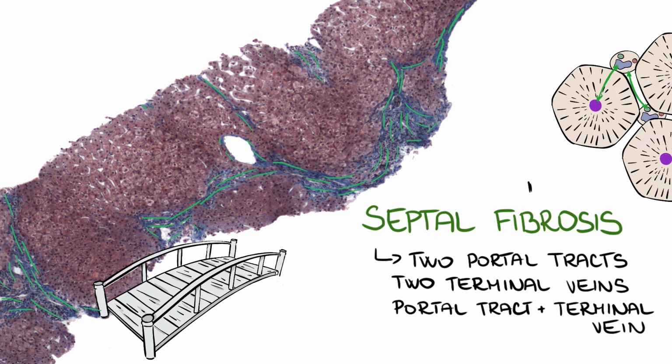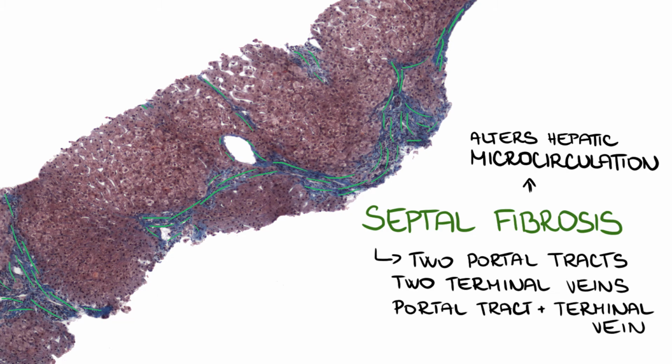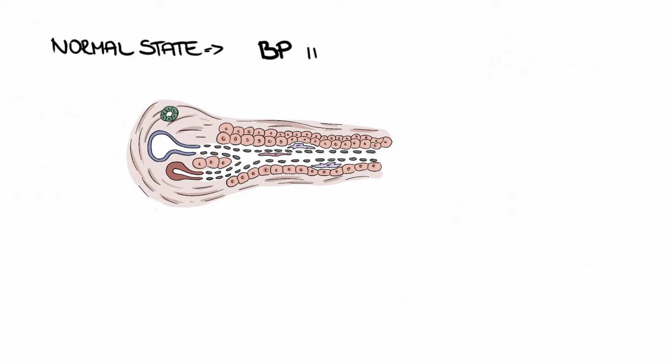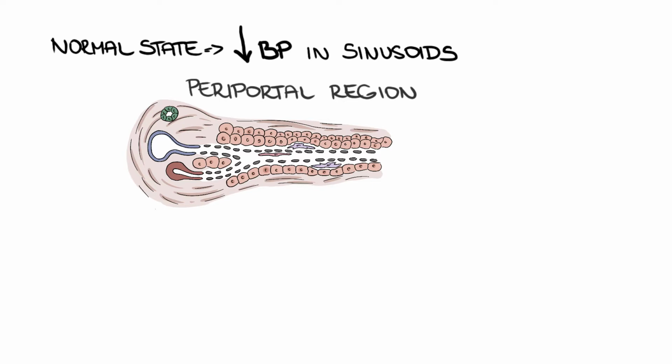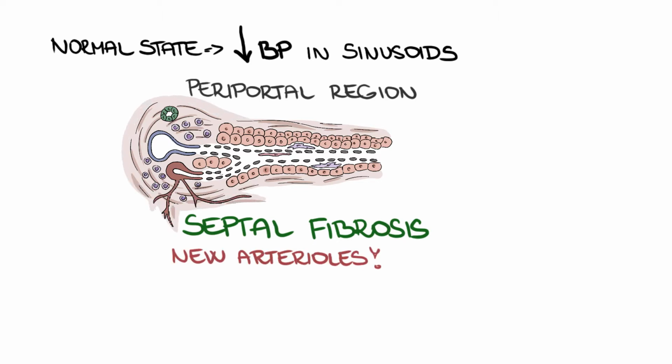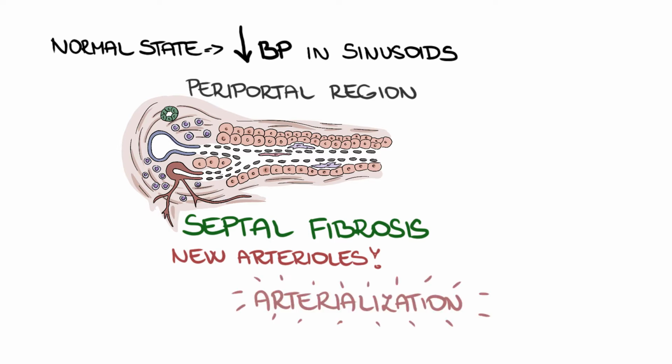Septal fibrosis alters hepatic microcirculation, which triggers development of liver cirrhosis. In a normal state, blood pressure in liver sinusoids is low, especially in periportal region where arterial and portal circulation merge. During septal fibrosis, new arterioles are created in the fibrous septa. They connect to original arterioles in portal tracts. This process is called arterialization of hepatic circulation.